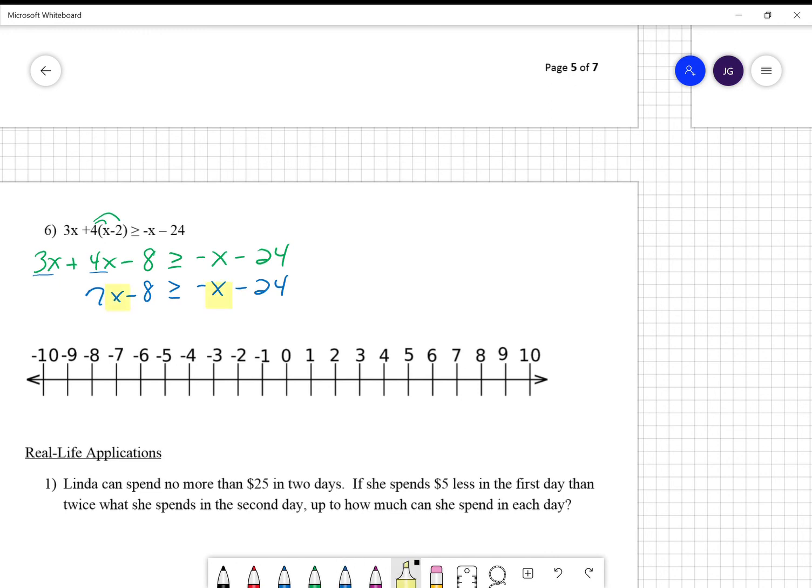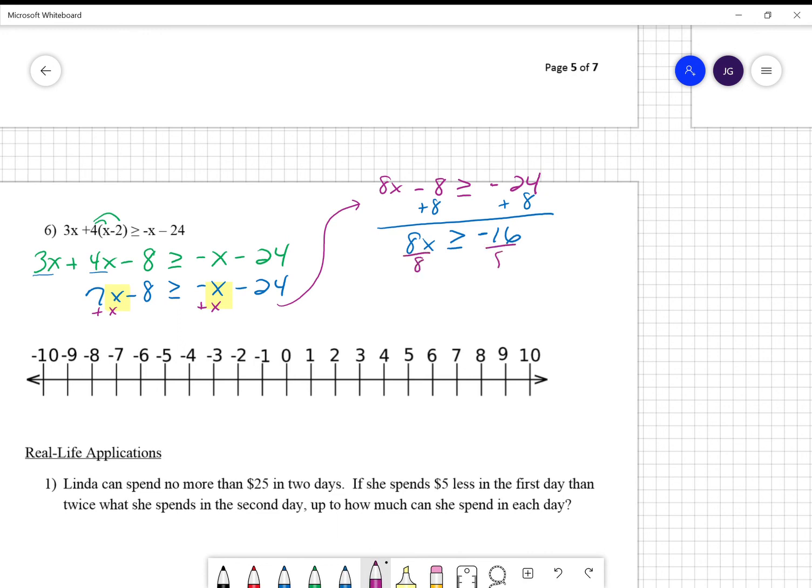I have x's on both sides. I am going to move the smaller. So I'm going to add x to both sides. I get 8x minus 8 is greater than or equal to negative 24. Add 8 to both sides. I get 8x is greater than or equal to negative 16. Divide both sides by 8. I have x is greater than or equal to negative 2. I divided by a positive 8, so my inequality didn't change.